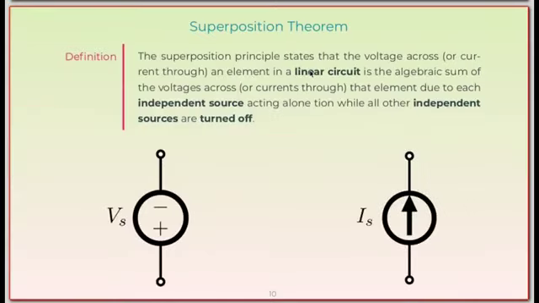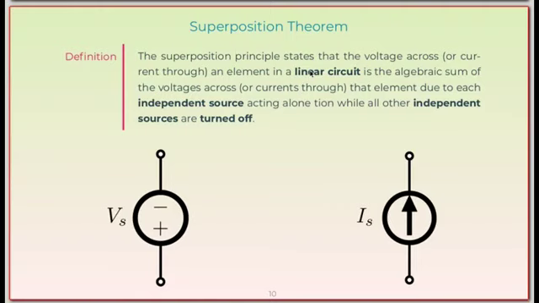The superposition principle states that the voltage across or current through an element in a linear circuit is the algebraic sum of the voltage across or current through that element due to each independent source acting alone, while all the other independent sources are turned off. The principle of superposition helps us to analyze a linear circuit with more than one independent source by calculating the contribution of each independent source separately.